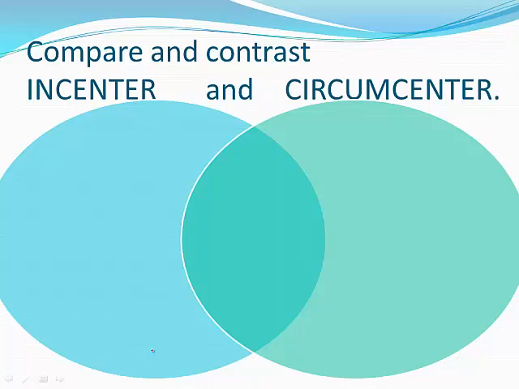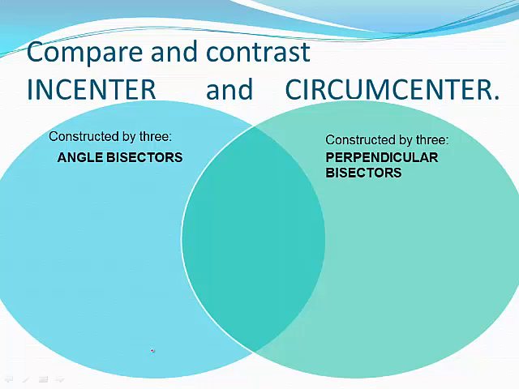Okay, so compare and contrast in-center versus circumcenter, because they have very similar properties, bisectors, but they're different kinds of bisectors. So let's look and see. Constructed by 3 angle bisectors is in-center, but circumcenter is constructed by 3 perpendicular bisectors. So we're bisecting the segments here. We're bisecting the angles here.